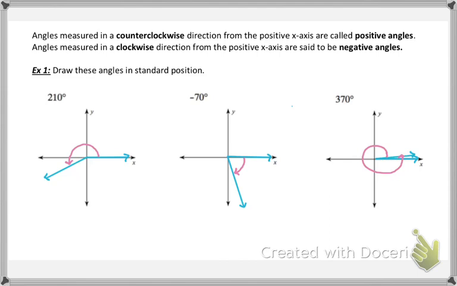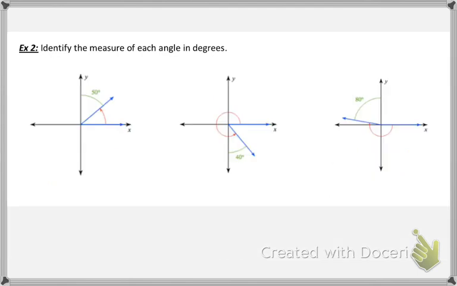So let's do the reverse. Instead of giving you an angle and asking you to sketch it, I'm going to do the reverse and ask you to find the angle given a diagram. So in example 2, we want to identify the measure of each angle in degrees. So in this case, the red is the angle that we're trying to identify, and the green measurements are some hints to help us identify the angle that we need. So I know that from here to here is 90 degrees, and if that little part is 50, well then I know that this angle must be 40 degrees.